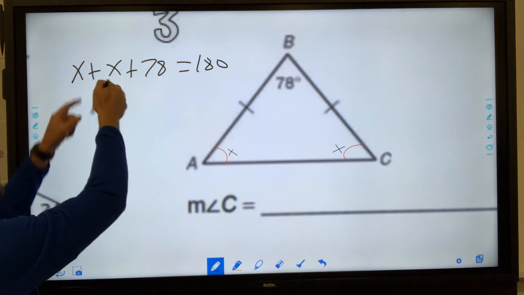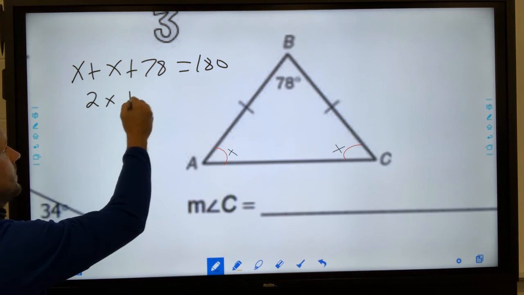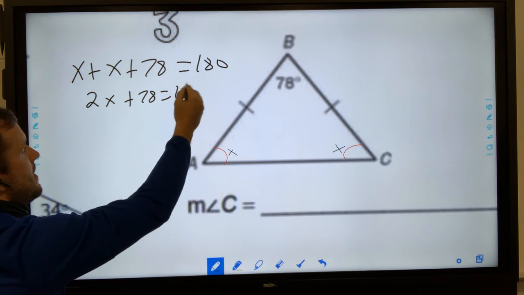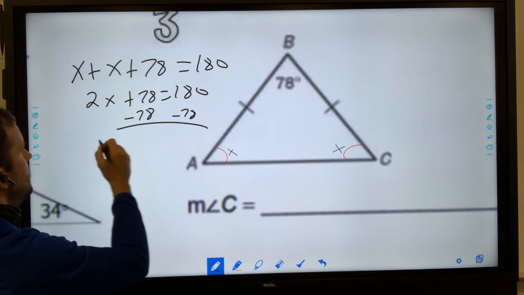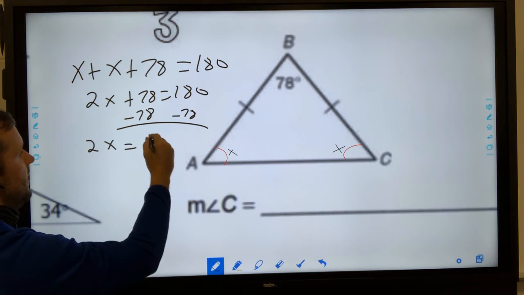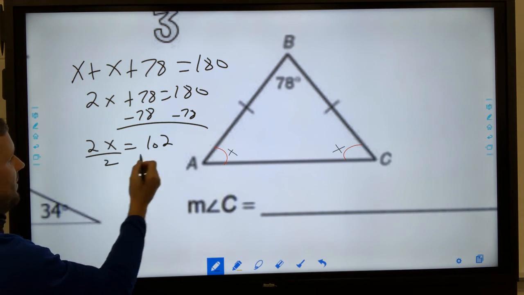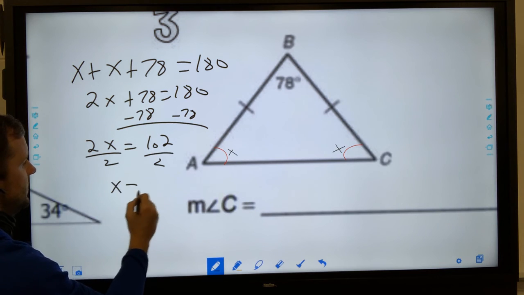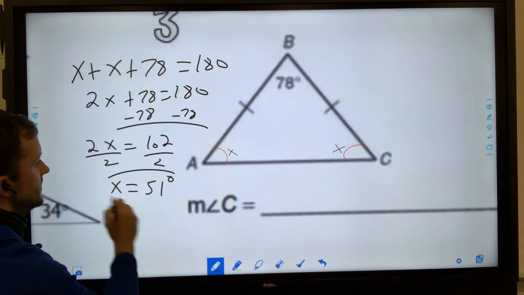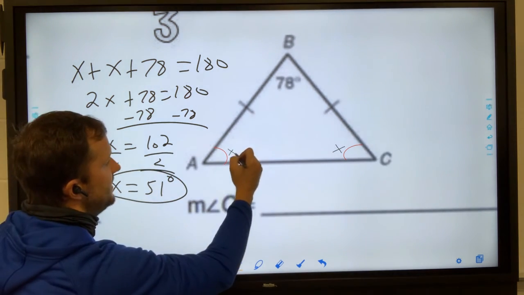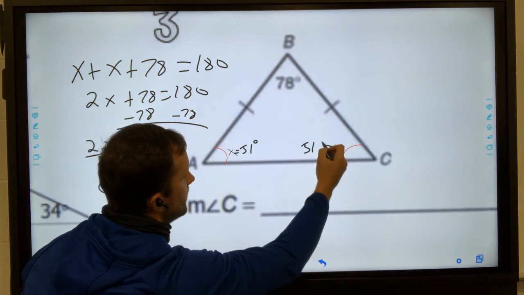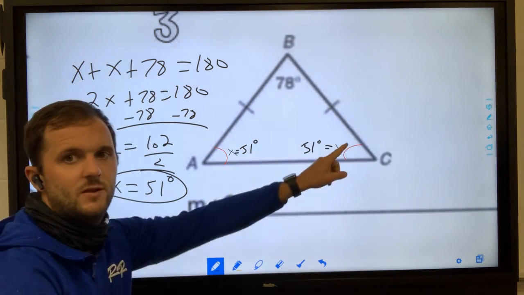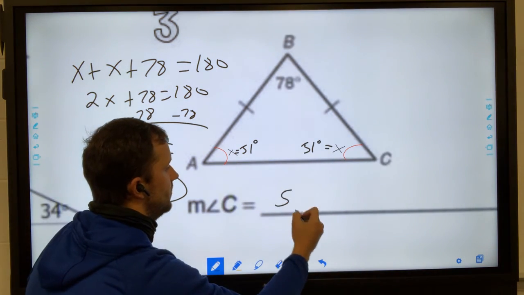So combining the X's gives me 2X. I'm going to subtract 78 on both sides, which is going to give me 102 over here. And then I'm going to divide by 2 on both sides, so X is going to equal 51 degrees. That tells me both of these angles are going to equal 51 degrees. On my problem, I need to find the measure of angle C, so that is 51 degrees.